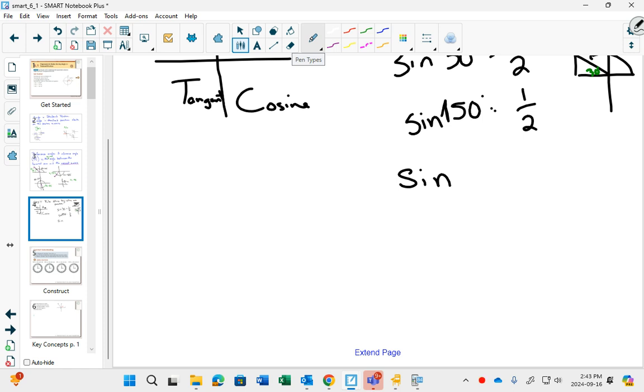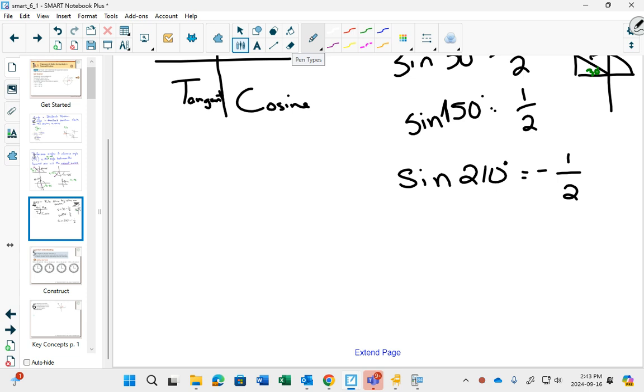After 150, if I did quadrant 3 and had 30 degrees as my reference angle, I would have 210 degrees. And if I went to my calculator, I would get the half again, but my calculator this time would tell me negative. Try on your calculator, sine of 210 degrees. You'll get negative 0.5.